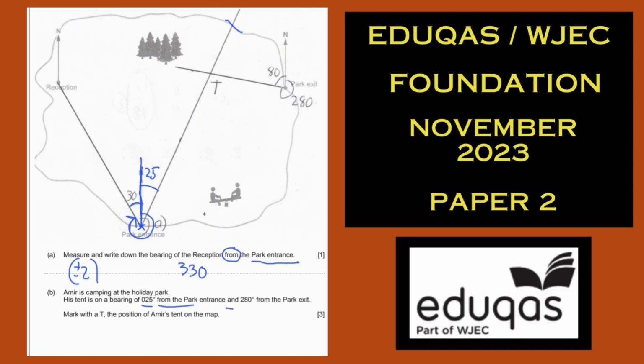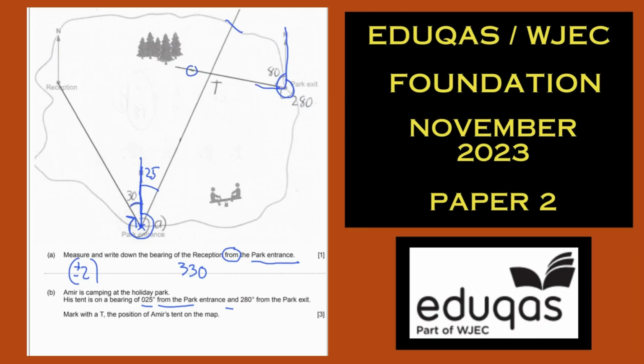And 280 from the park exit. From means you're at the park exit. And again, if you've got an angle measurer, measure the 280. Great. If you haven't, instead of going 280 clockwise, you need to measure 80, because then they add up to 360, 80 anti-clockwise, and you draw your line.